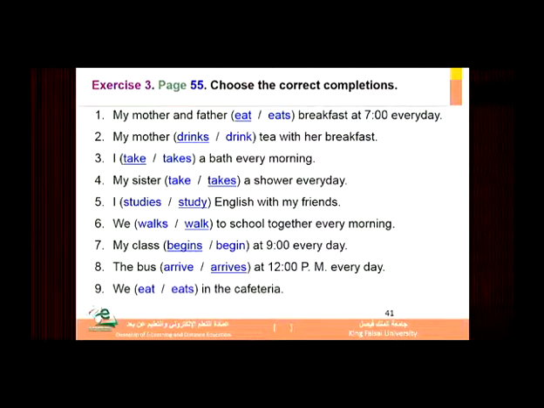Every day. Now moving to number 9. We eat or we eats in the cafeteria? We eat, because first person plural does not take an S.